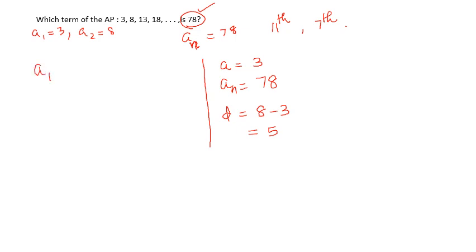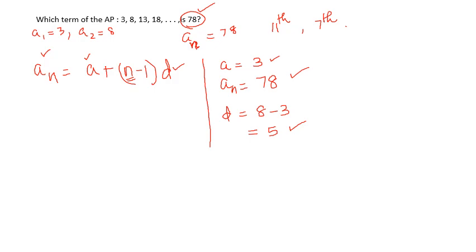What is the formula? An equals a plus n minus 1 into d. Isn't it? So here we are given a. A is 3. An is 78. D is given as 5. The only thing that we don't know is n.